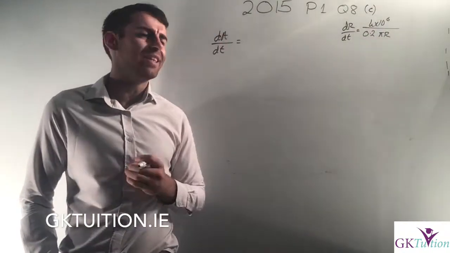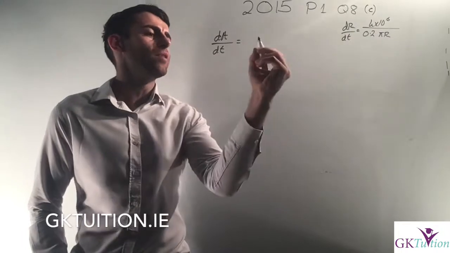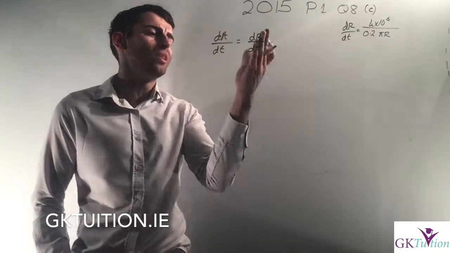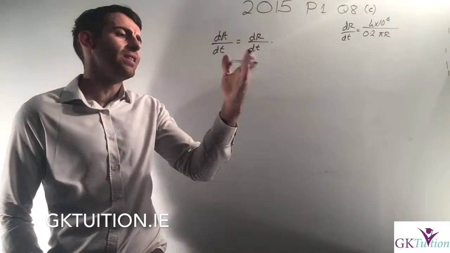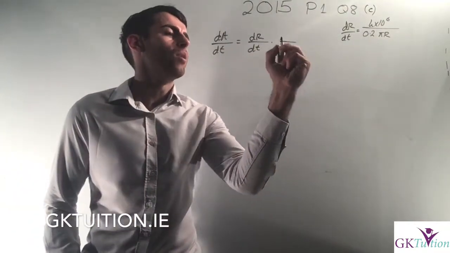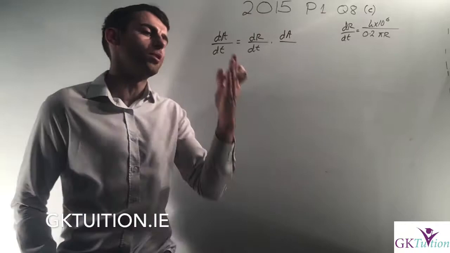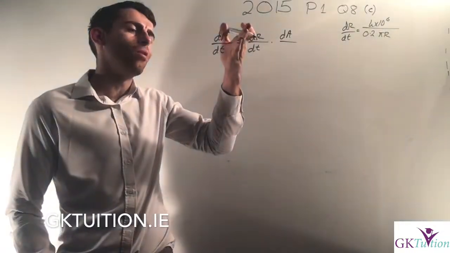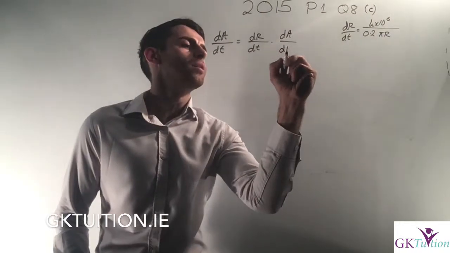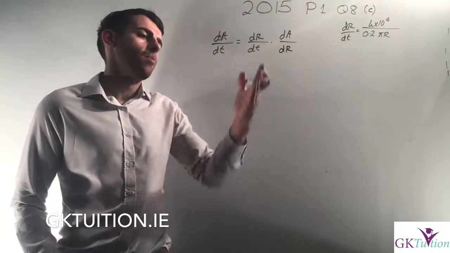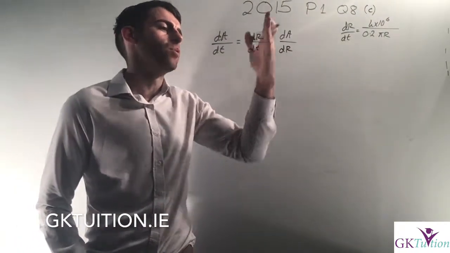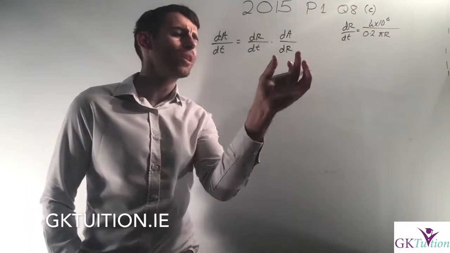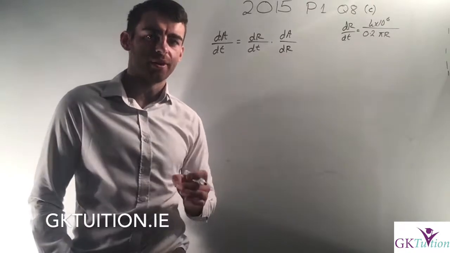So I need to get the dA/dt. And clearly in the previous part of the question, I've worked out the dr/dt. So let's assume we need to use that. I want to have a dA on the top, and I want to have a dt on the bottom. If there's a dr on the top here, then clearly I want a dr on the bottom here. Because dr/dt multiplied by dA/dr will give me dA/dt. But it's getting the dA/dr that's really important.